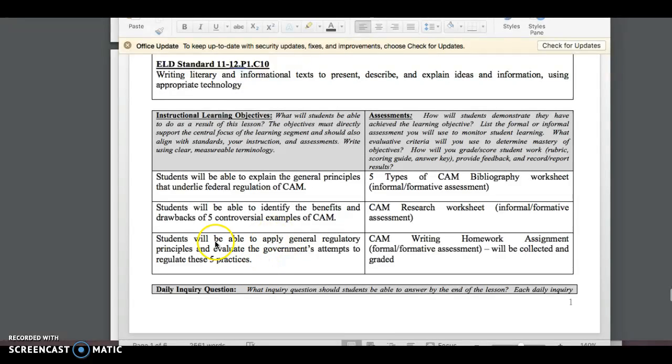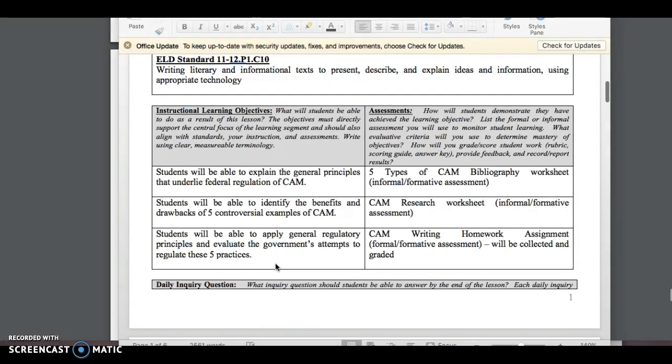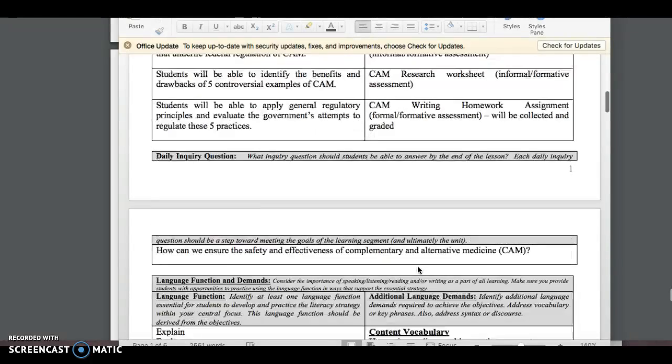And then the last one is students will be able to apply general regulatory principles and evaluate the government's attempts to regulate these 5 practices. And so as for the CAM writing homework assignment, that's where they'll demonstrate this objective, and this will actually be graded as a formal formative assessment, so not a summative one.